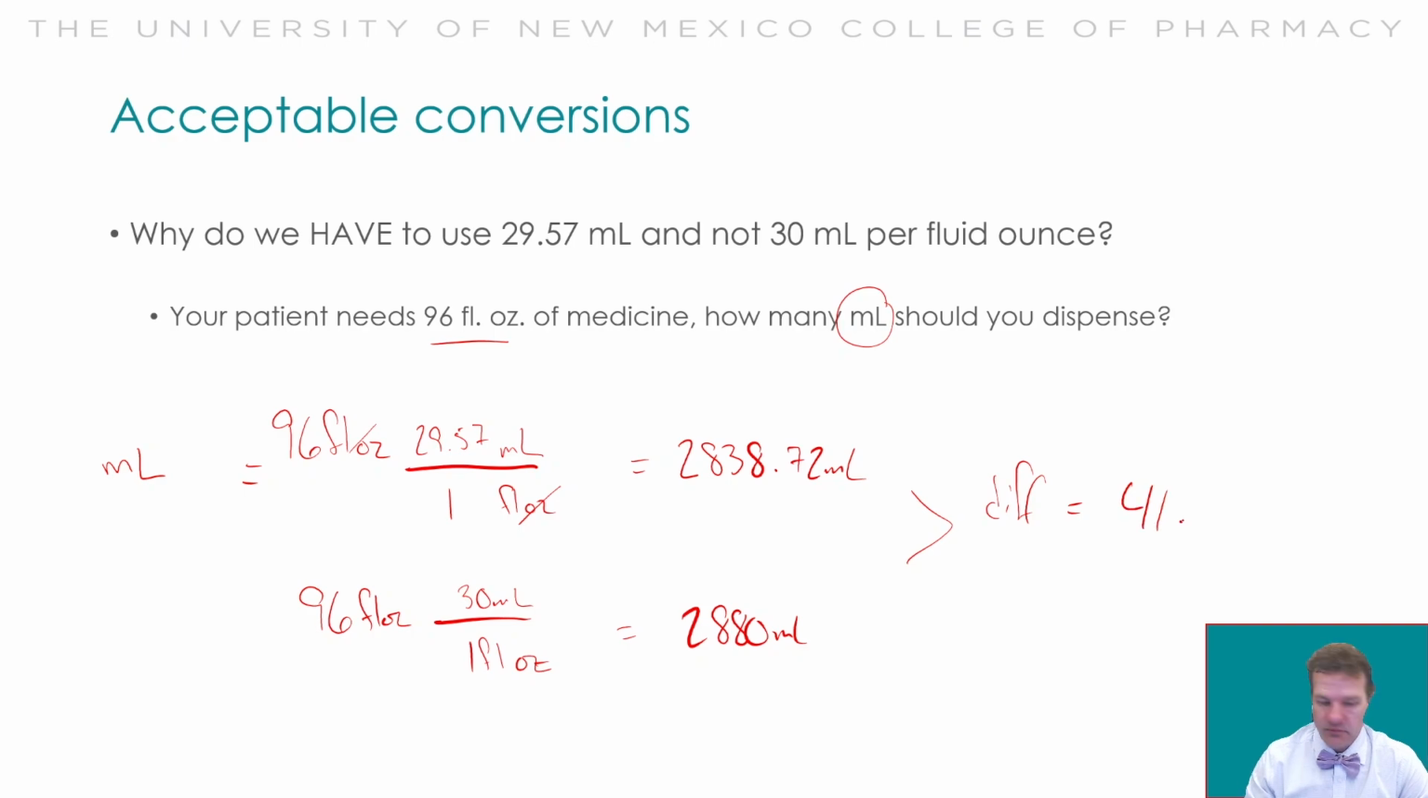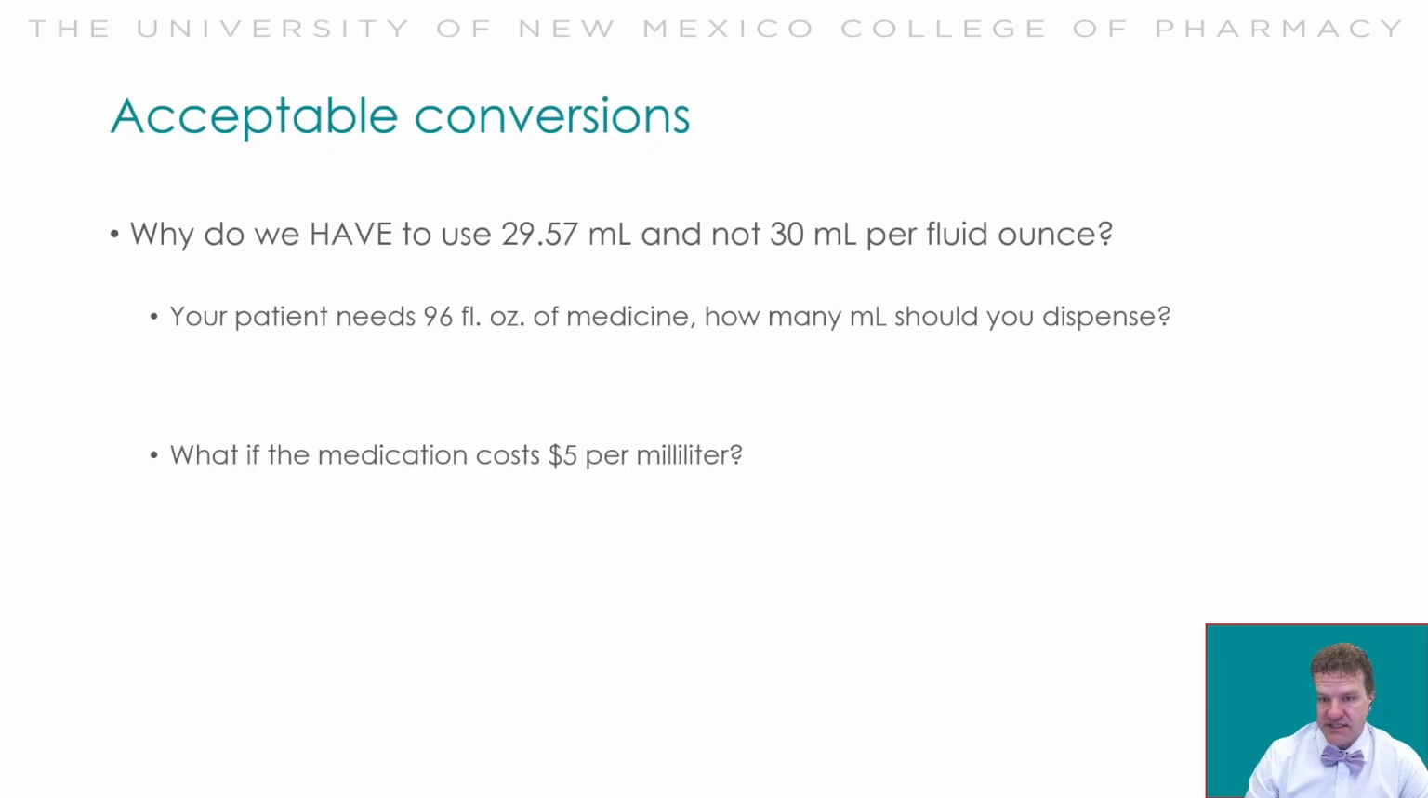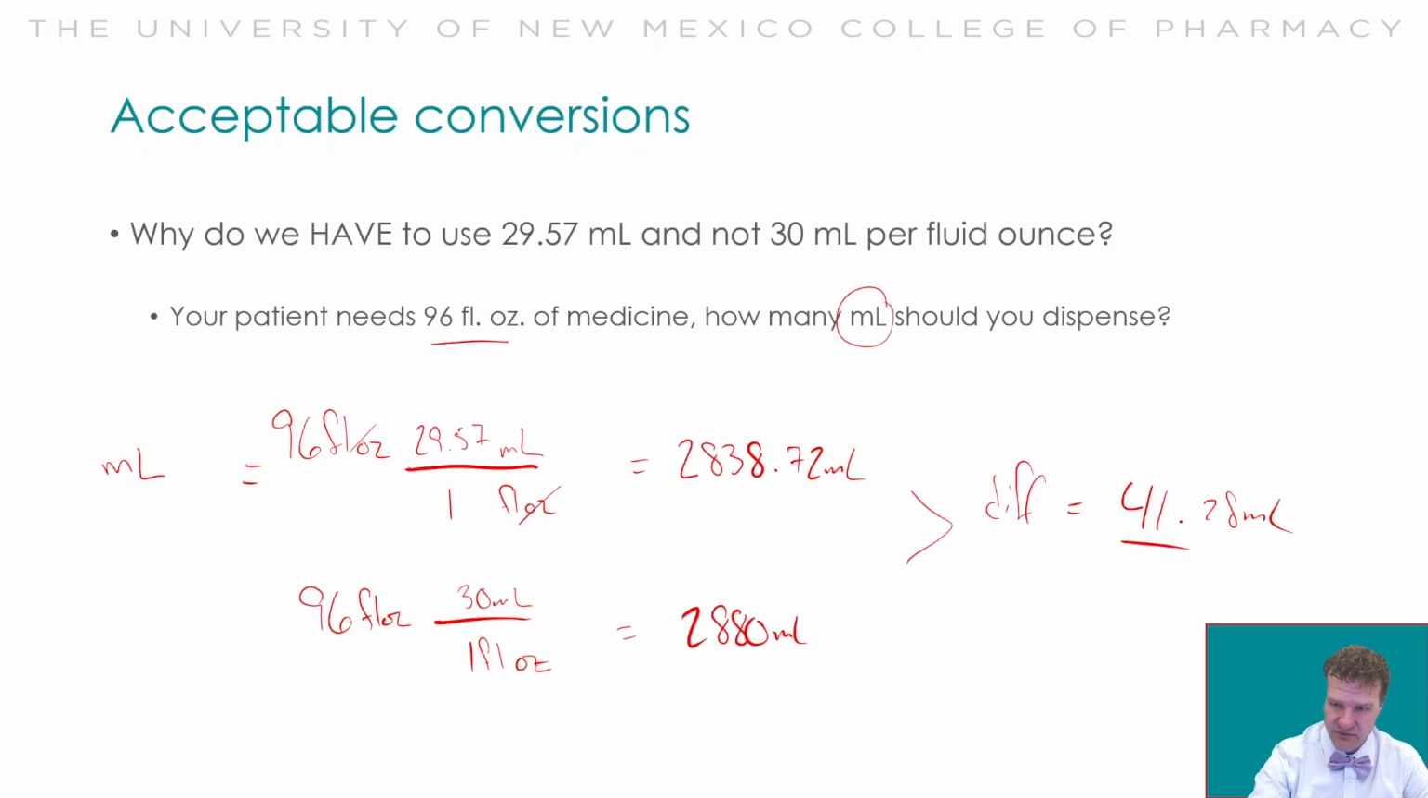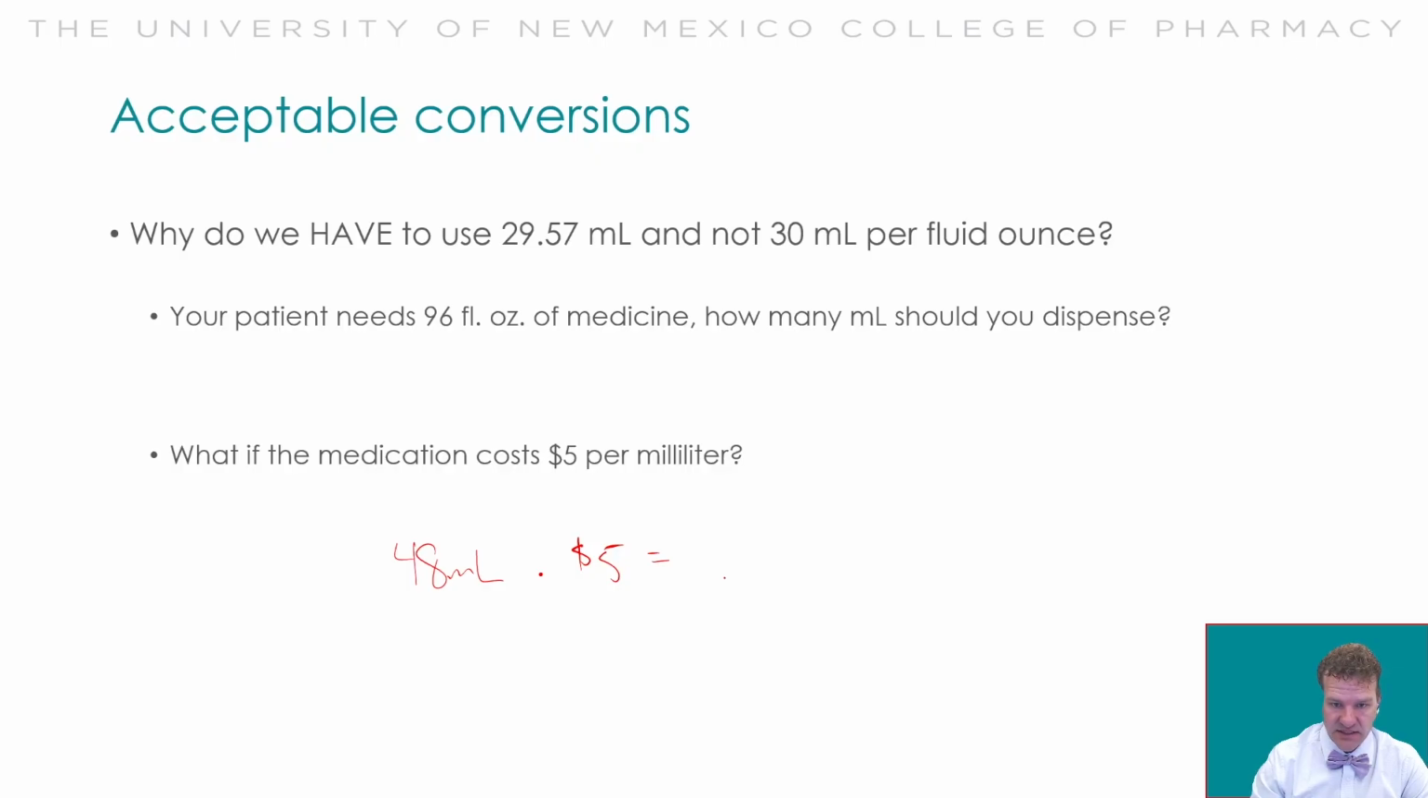Okay. So the difference here is 41.28 mils, okay? So we could be off by 41 mils if we use the 30 mils. So what if your medication costs $5 per milliliter? So we're 48 mils off times $5. Sorry, 40, was it 41? 41, not 48. My apologies. Handy dandy eraser. 41 mils. We've dispensed $205 of extra medication, okay?